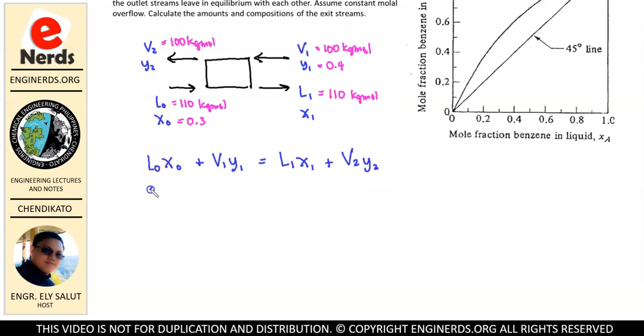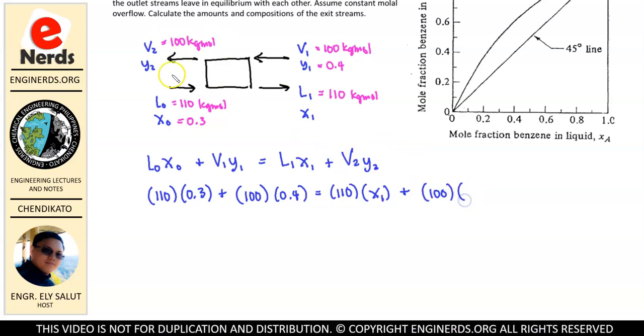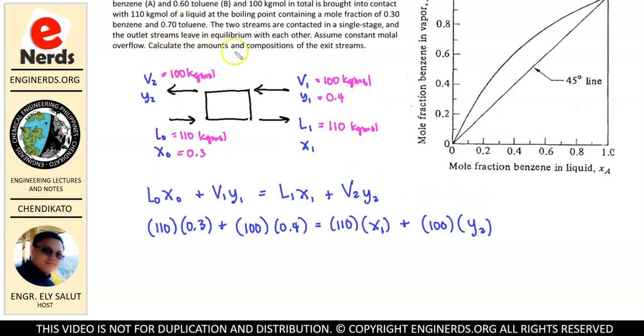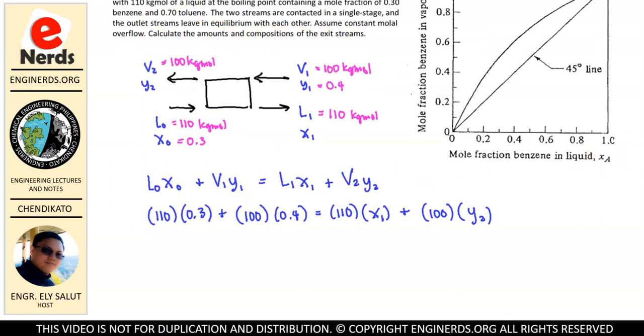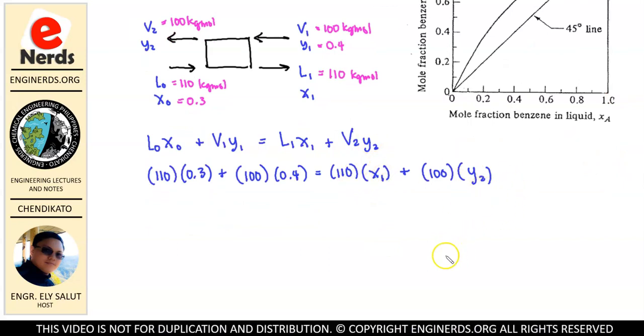So, our LO is equal to 110 times XO, our mole fraction, which is 0.3, plus V1, which is 100, times Y1, which is 0.4. Okay? And this is equal to our L1, which is also equal to 110, and we do not know X1, so we will be writing X1 here. Plus our V2, which is 100, times our Y2. Okay, so let us be reminded that ang kailangan nating makuha is yung the amount and composition of the exit streams. So, ang kailangan nating makuha is ano ang value ng X1 and Y2 in our exit streams which are in equilibrium. Take note of that.